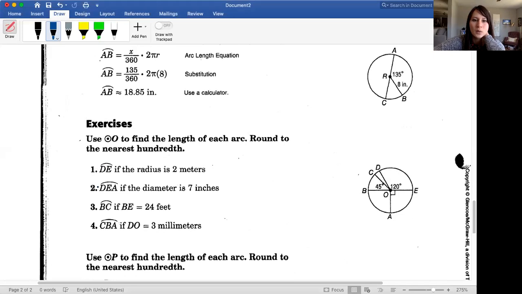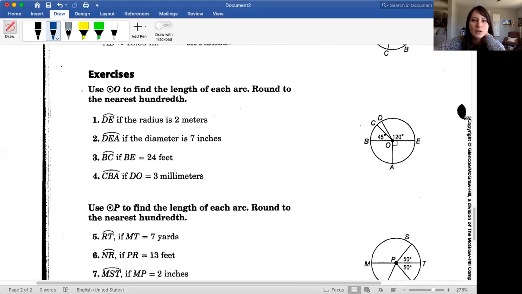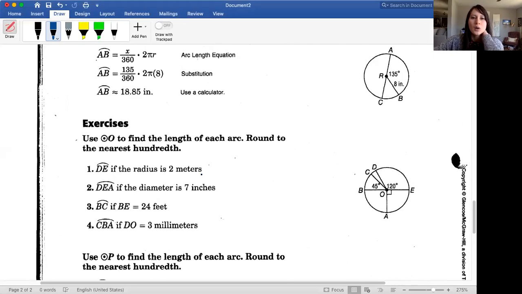So hopefully you took those notes and put that down. If not, rewind and copy those notes down. But basically what we're going to look at here is how to find the arc length. So I'm going to put the ratio here: arc angle over 360 is equivalent to the arc length over 2 pi r, because 2 pi r is the circumference, okay?